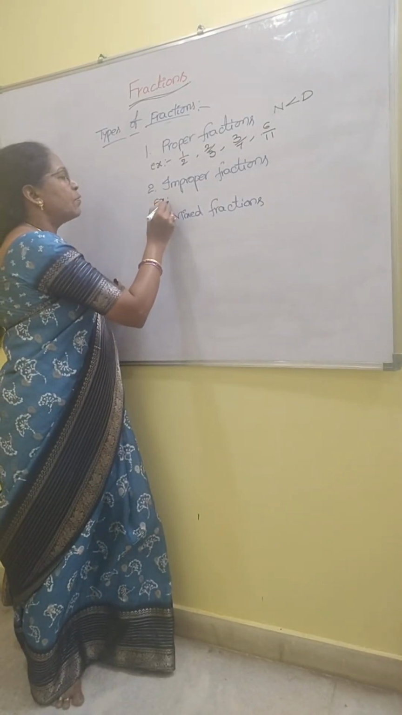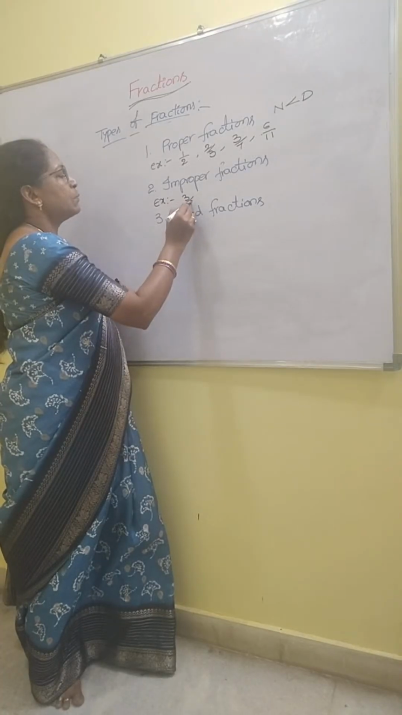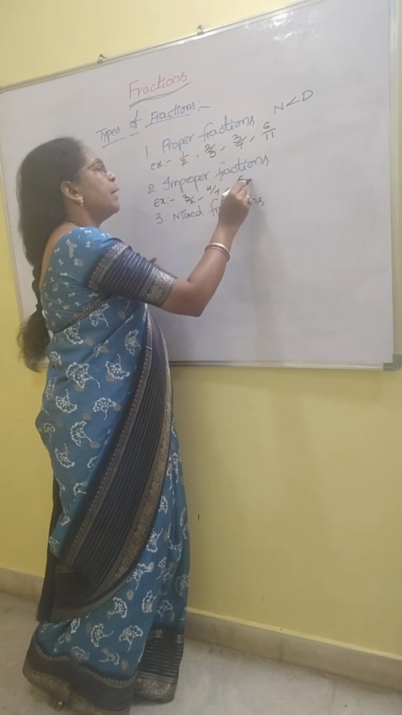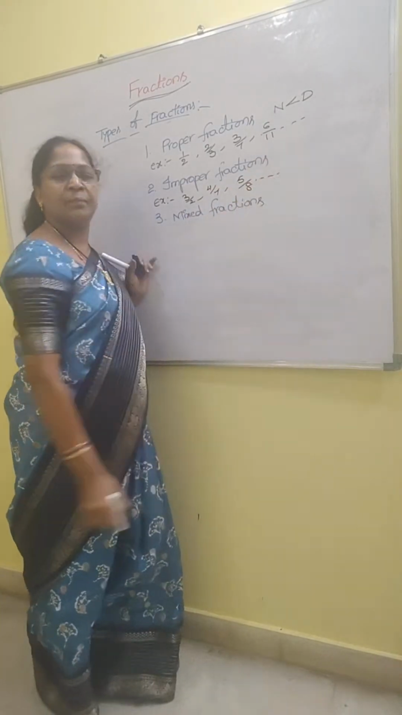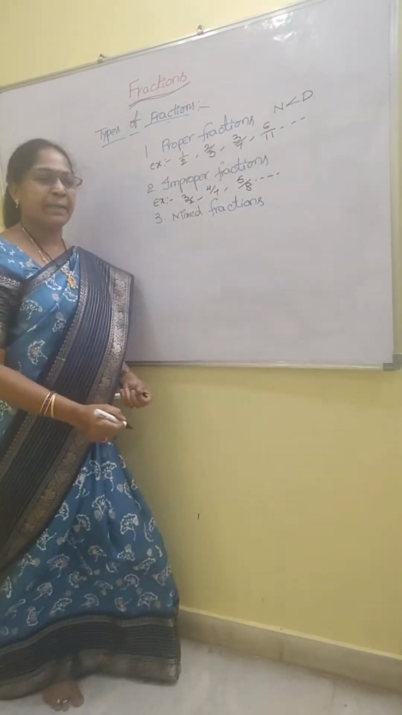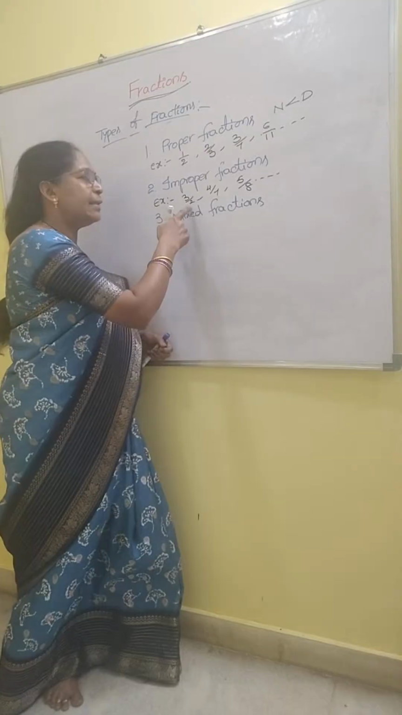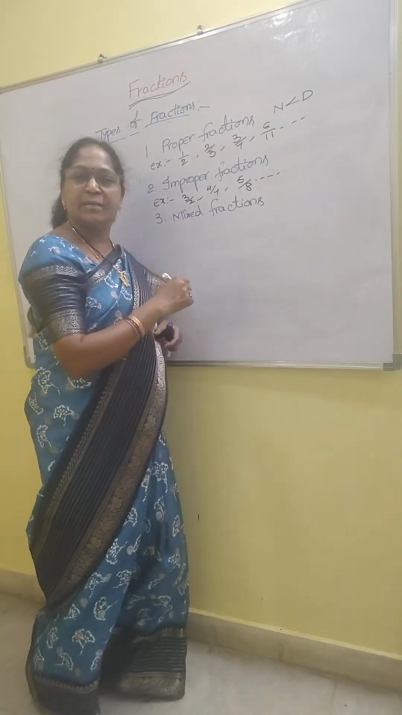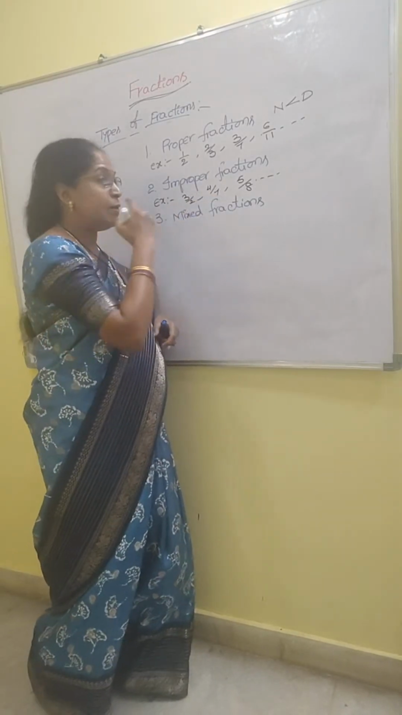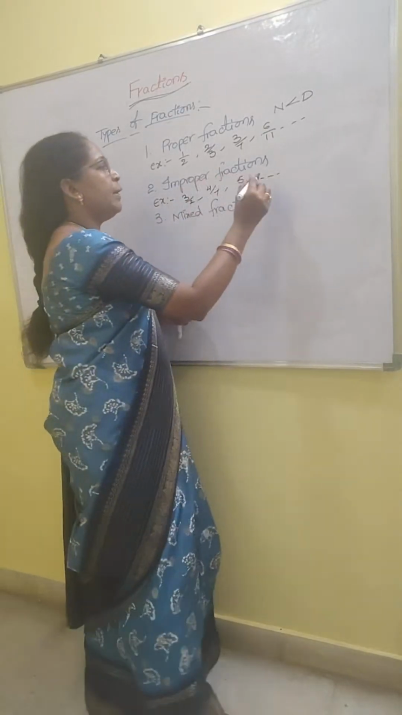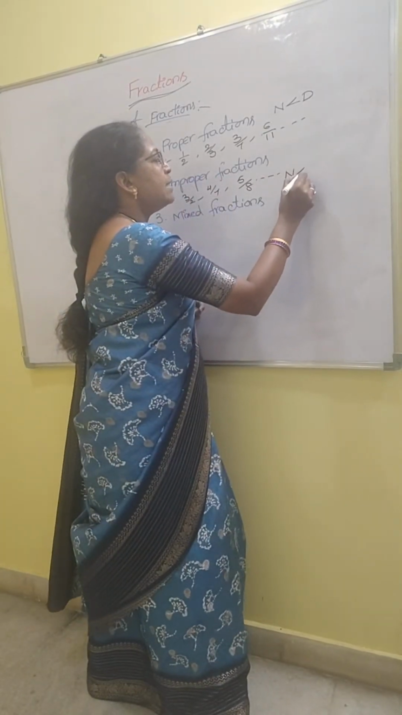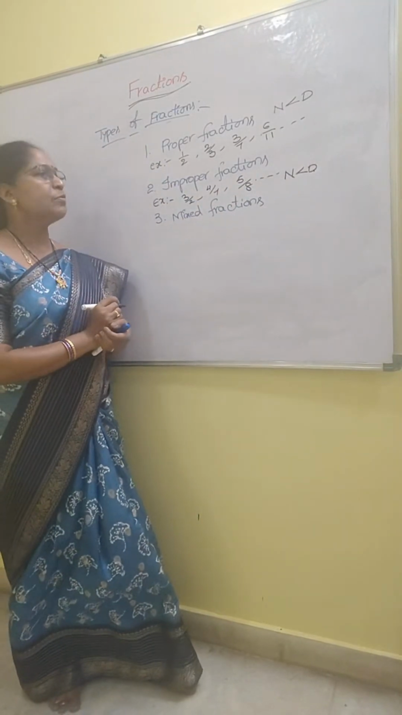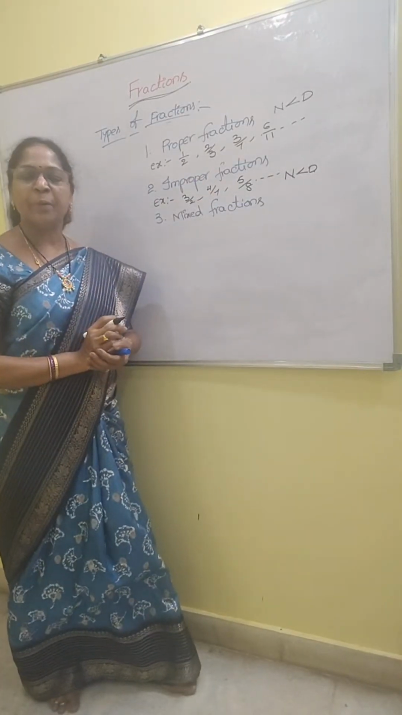Examples of improper fractions are 3 by 2, or 4 by 7, or 5 by 8, and so on. That means if you observe here, numerator is always greater than the denominator. 3 by 2. Like this. Here 4 by 7. 4 is the numerator and 7 is the denominator. Always denominator value is big. That means here numerator is less than the denominator. If this condition occurs, then those fractions we call it as improper fractions.